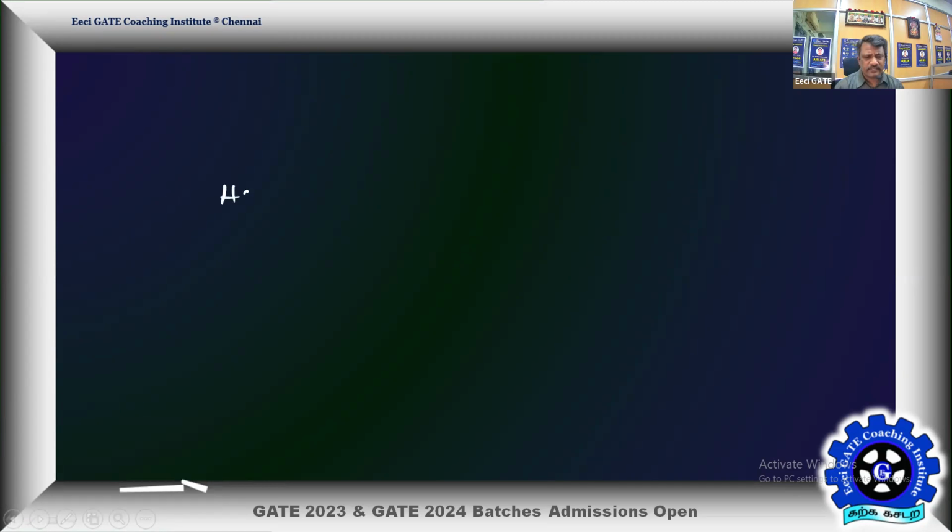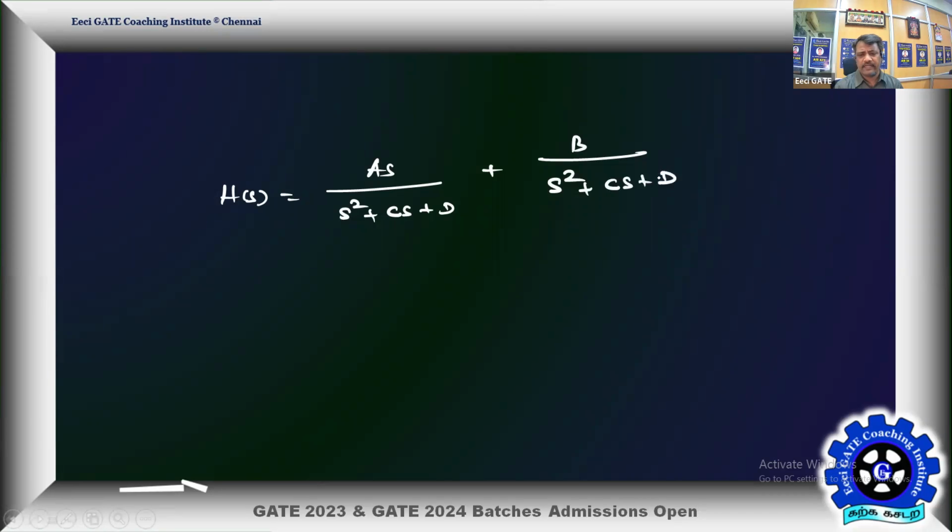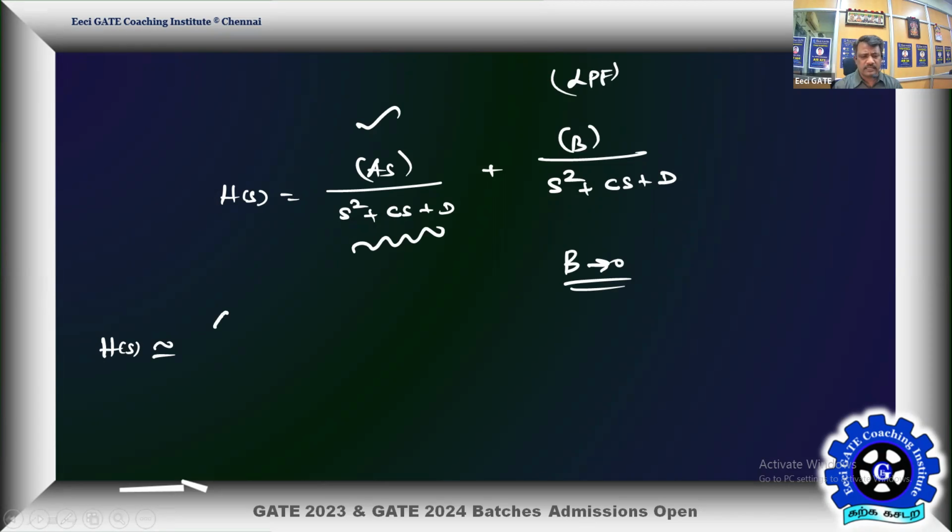So what we have is H of S equal to A S divided by A square plus C S plus D, plus B by A square plus C S plus D. The denominators are identical, only the numerators are different. Here we have B, here we have A S. Now let me assume B tends to 0. That means we turn off the low pass function as we imagined earlier. Now we have only the narrow band pass. We'll tune these parameters. So when B tends to 0, H of S gets closer to A S by A square plus C S plus D.